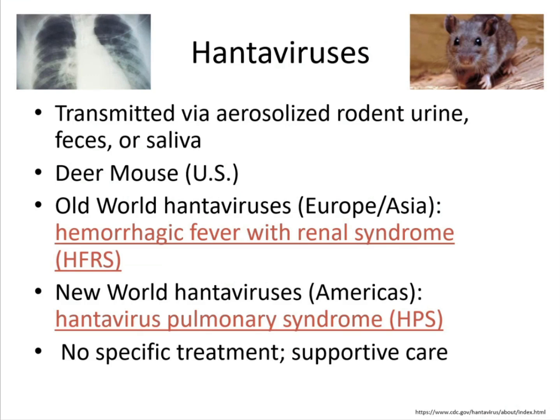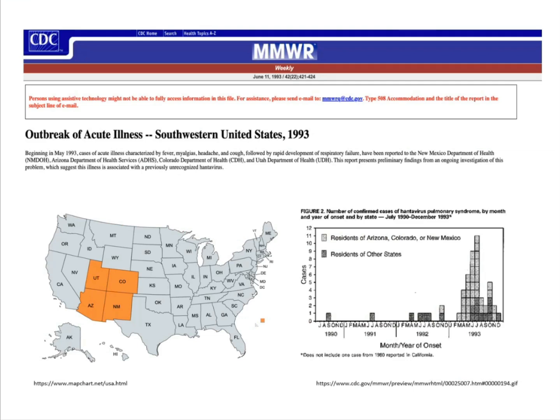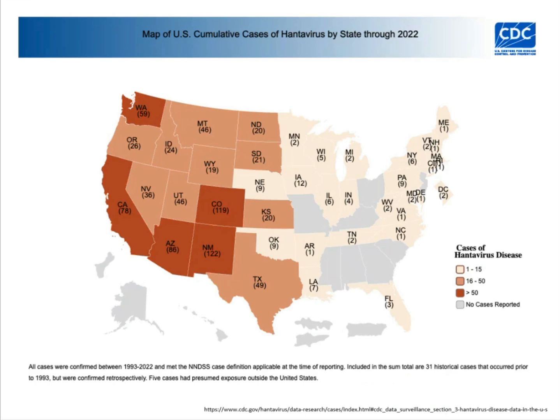There's no specific treatment. It's mainly supportive care. Hantavirus in the U.S. is kind of famous for its outbreak that we learn about from 93 in the 4 corners. Utah, Colorado, Arizona, New Mexico. The bottom right just kind of shows, like, at the time, how the cases jumped up in 1993 in those areas. These are all the hantavirus cases up until 2022 in the U.S. Still, everything is kind of focused in the West and the Southwest. There is a statistic out there that says that at least 94% of all cases of hantavirus in the U.S. have been west of the Mississippi River.